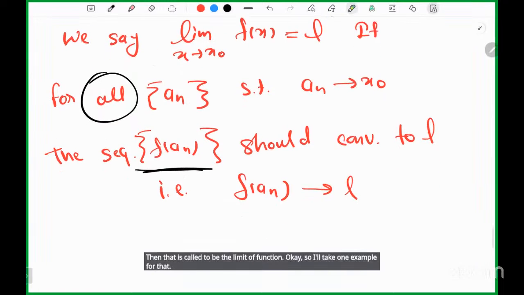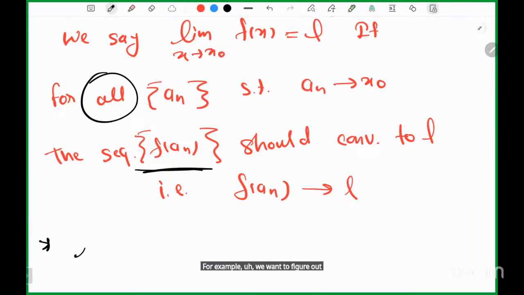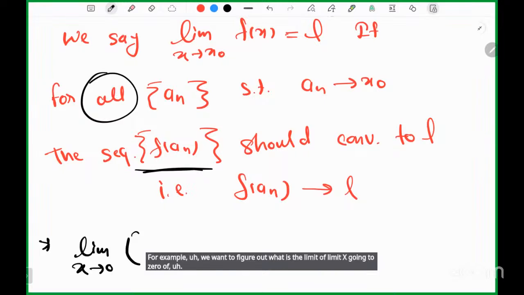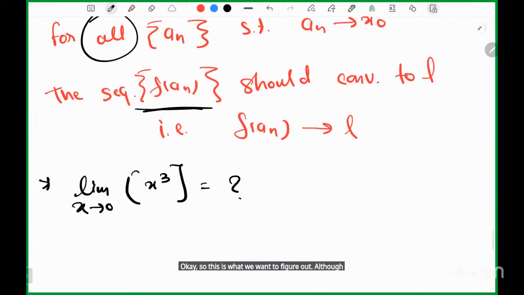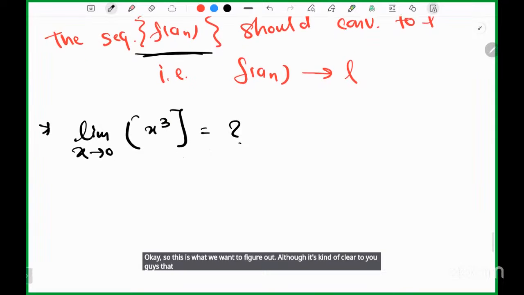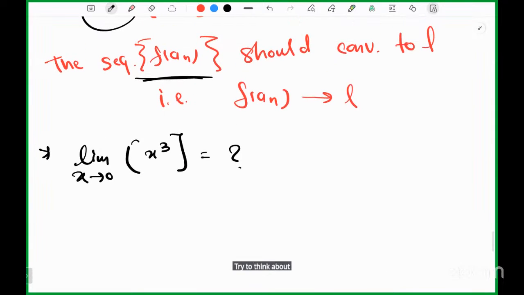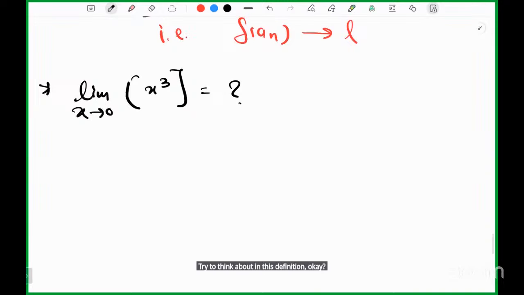For example, we want to figure out the limit as x going to 0 of, I'll take a simple function, x cube. So this is what we want to figure out. Although it's kind of clear to you that the limit will be 0, try to think about it in terms of this definition. What are the different sequences which converge to 0?